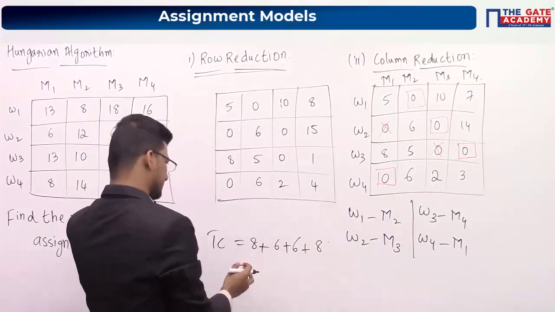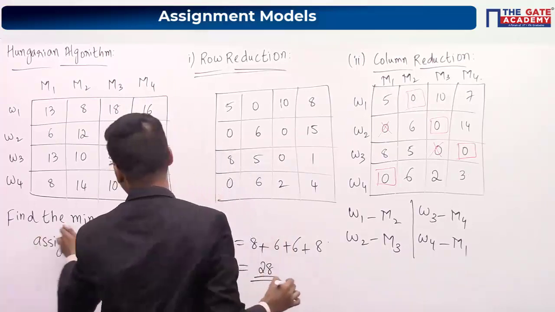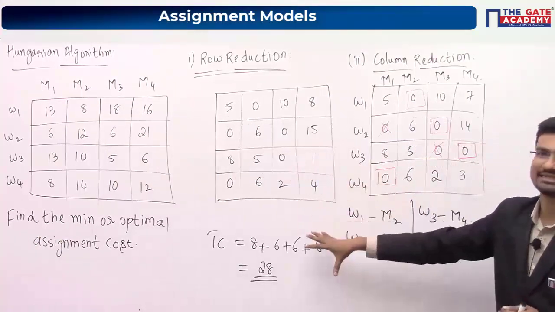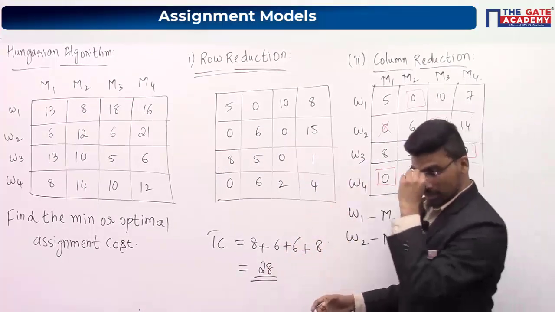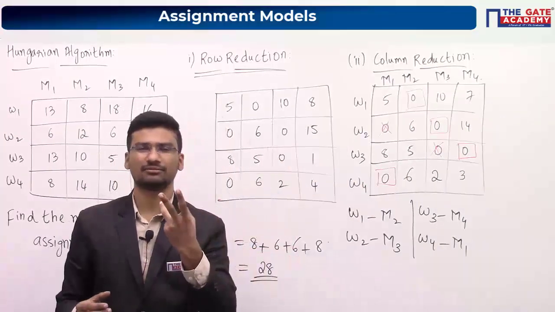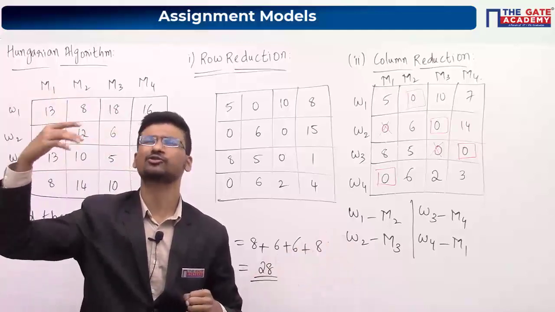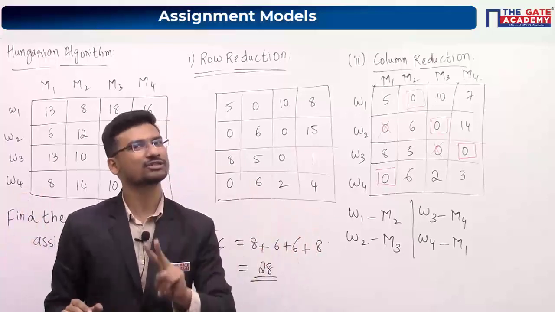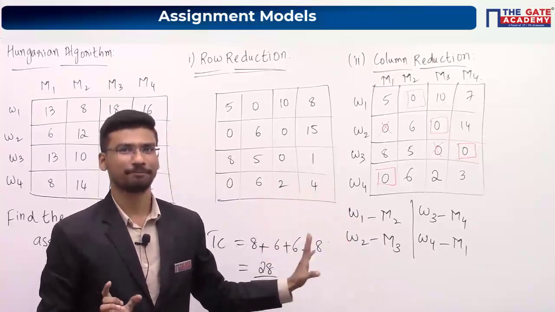So I think this is 12 plus 16, 28. So this is your minimum assignment cost, and this is your optimal assignment cost, or minimum assignment cost also, you can say. Okay, so very simple. Within 2 steps we got the optimal solution, unlike the transportation problem where we followed so many steps. So it is a very simple algorithm, the Hungarian algorithm. Within 2 steps we can get the optimal solution for an assignment problem.